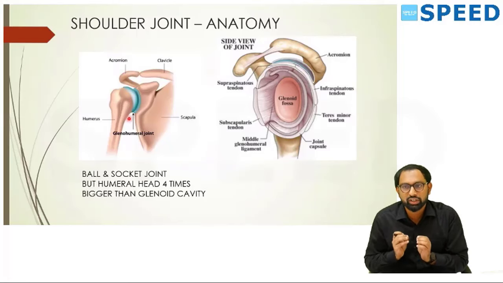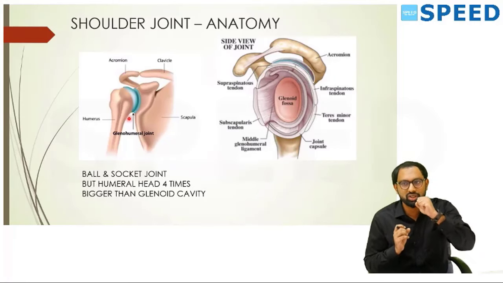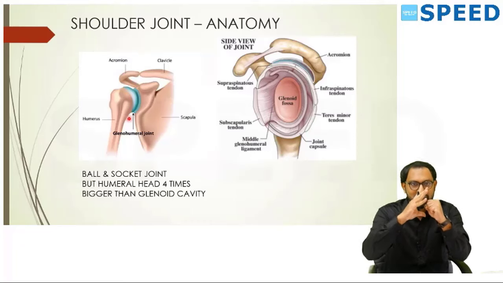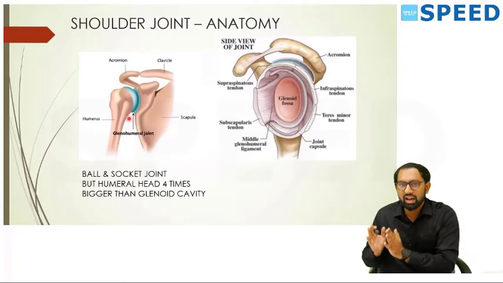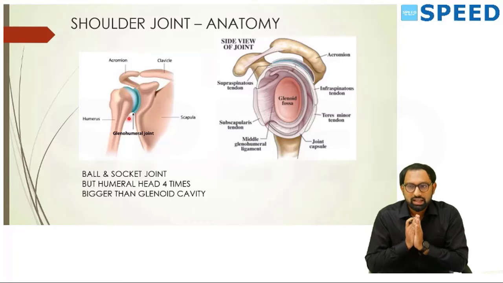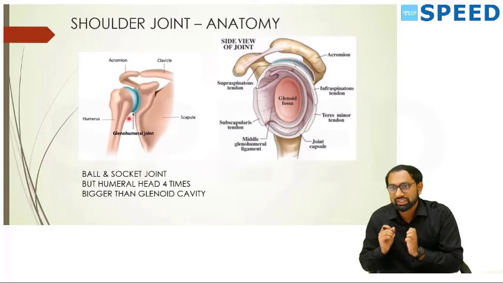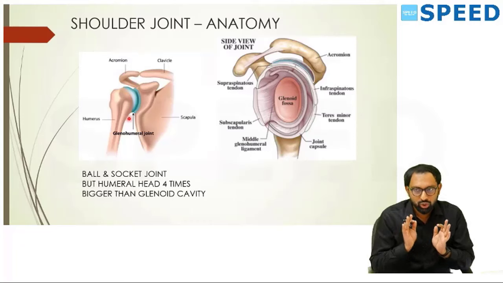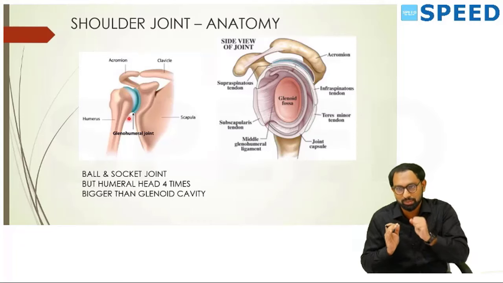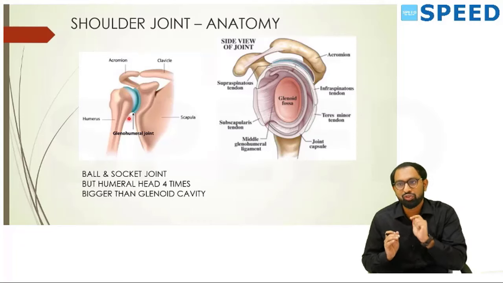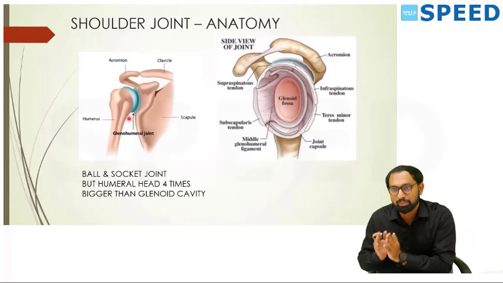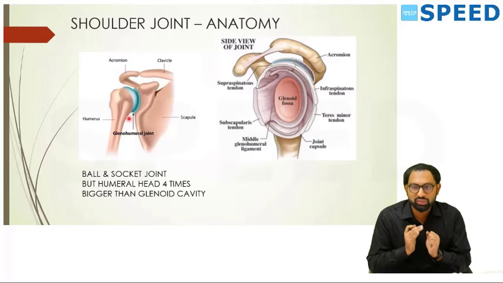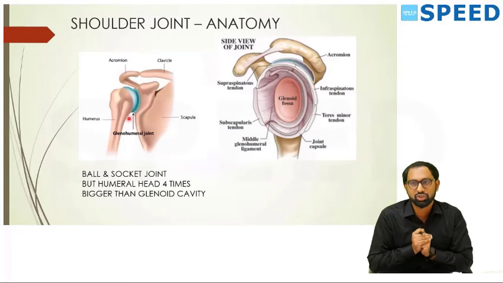So what is a ball and socket type of joint? Where one structure resembles a ball and the other structure resembles a socket or a cup. So do you know any other ball and socket joints? Okay, we know another ball and socket joint, that is the hip joint. So in the hip joint also there is a ball, and what is that ball? That is your femoral head. And what is the socket? The socket is the acetabular cavity. So both of these together form a ball and socket joint.